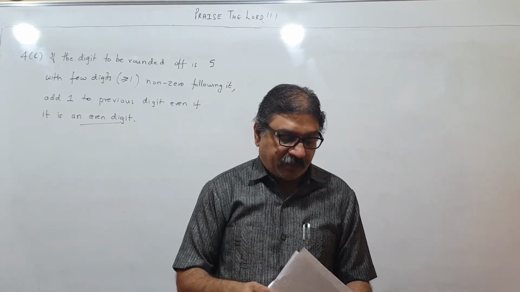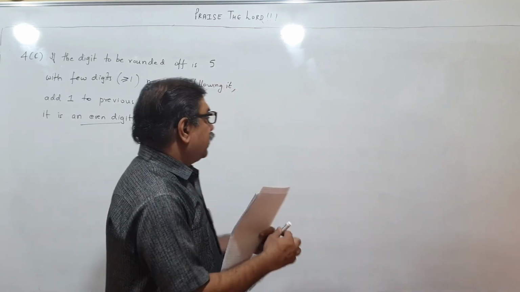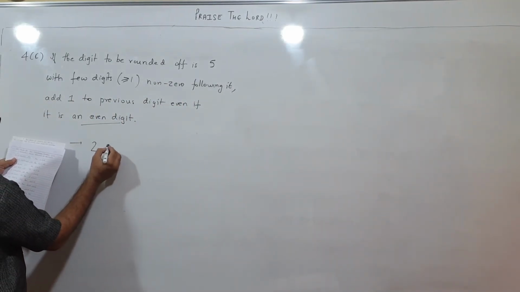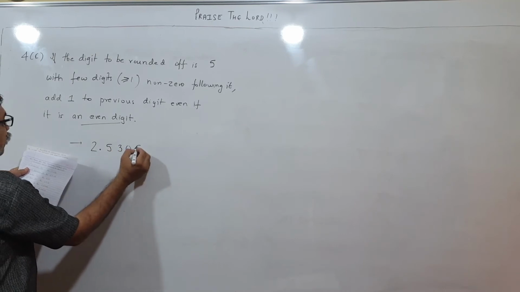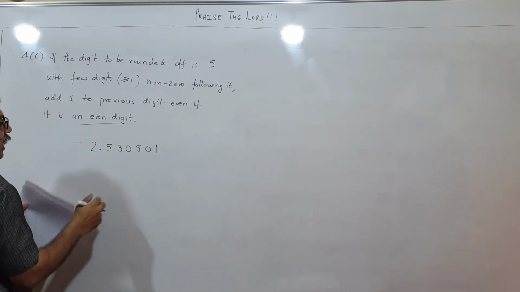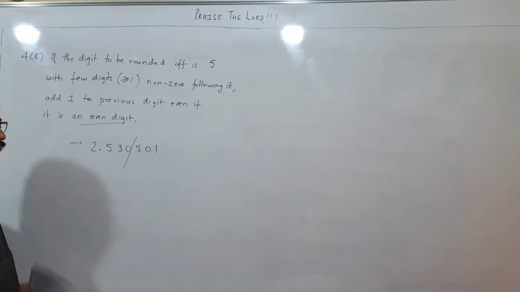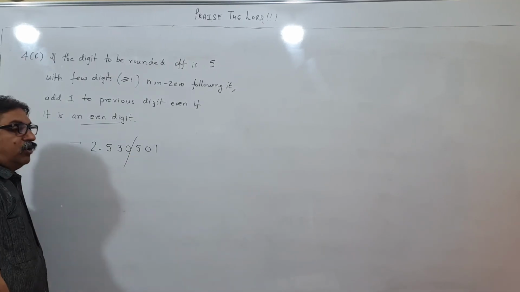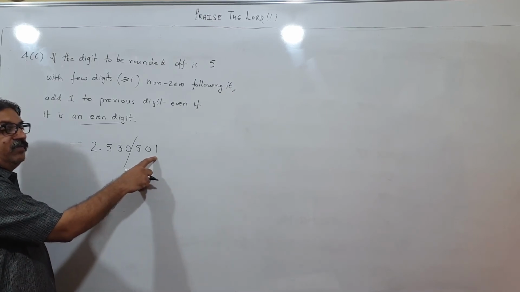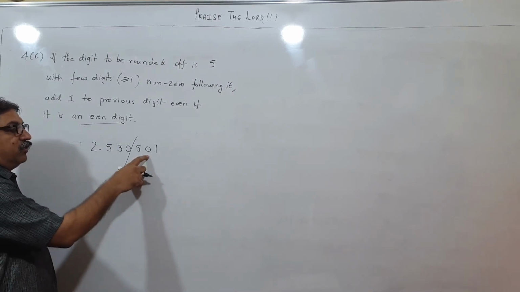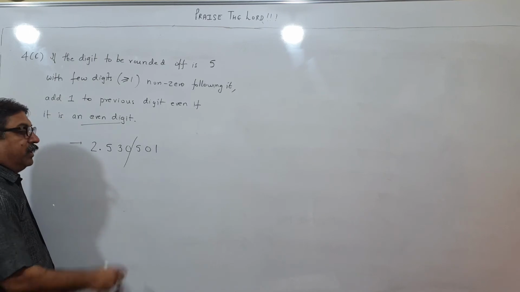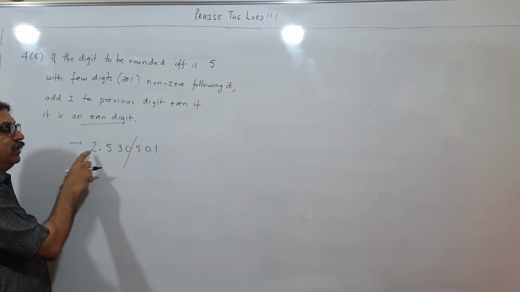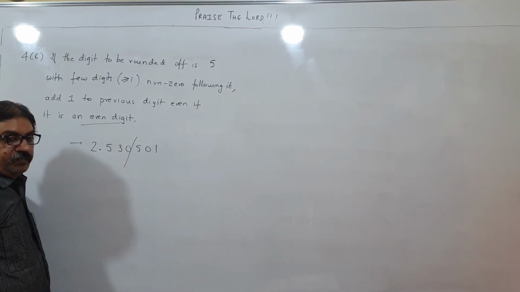Now we will take up some examples to understand what is happening. See, supposing I am having a number like 2.530501, I am asked to round off up to here. So I have to consider all these digits. Usually you would think this is less than 5, so you would drop it. This is also less than 5, you will drop it. Then 5, you will think, before 5 there is an even number, so no need to change. You will write the answer as 2.530.